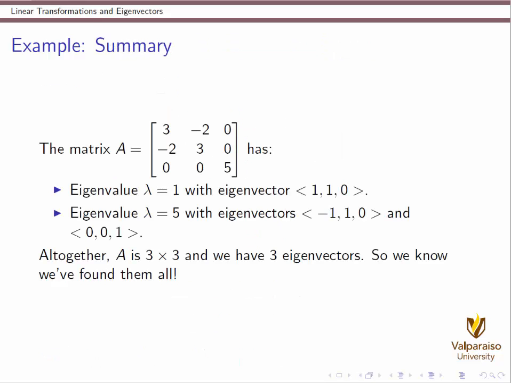This is the summary of the results we just got. We started with the matrix A. We found an eigenvalue set of 1, 5, and 5. 5 was repeated, so the eigenvalue lambda equals 1 gave us 1 eigenvector. The eigenvalue lambda equals 5 that was repeated twice gave us 2 eigenvectors. And so, ta-da, we had a 3 by 3 matrix. We found 3 eigenvalues, sort of, and we found 3 eigenvectors. So we found them all, and that's it.